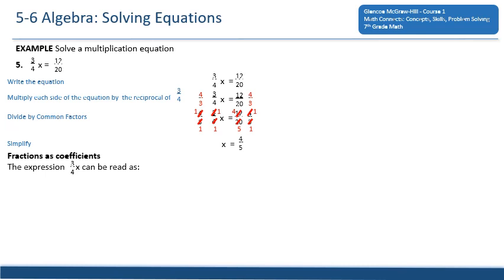So, fractions as coefficients, the expression 3/4 x can be read as 3/4 of x. Remember, the coefficient is the number, or are the numbers that are attached to the variable. So 3/4 multiplied by x, 3x divided by 4, x divided by 4 multiplied by 3.